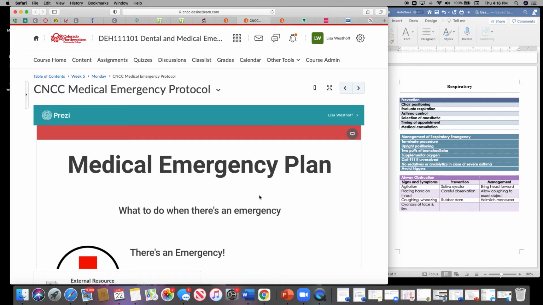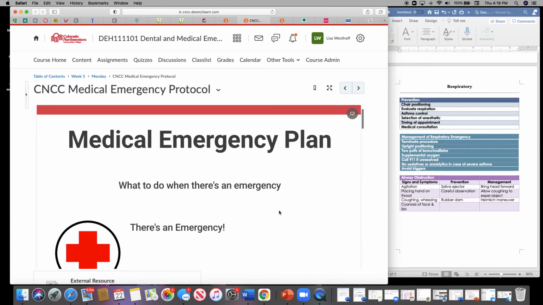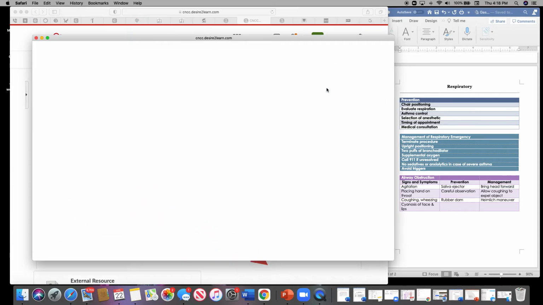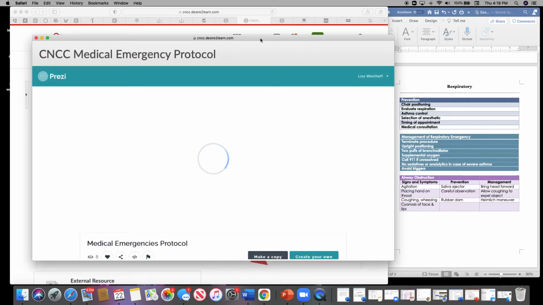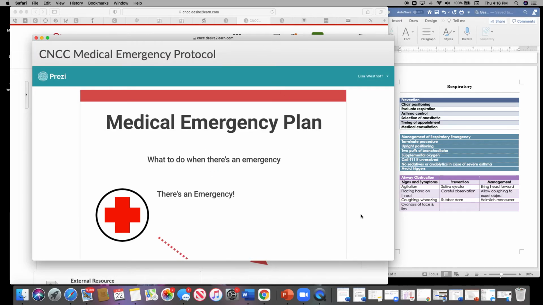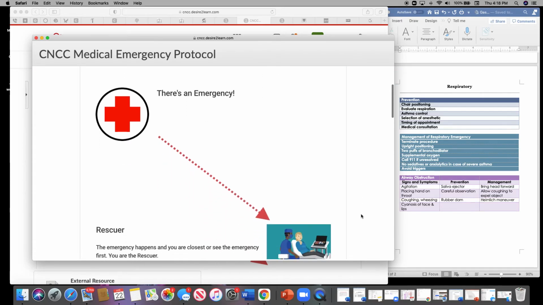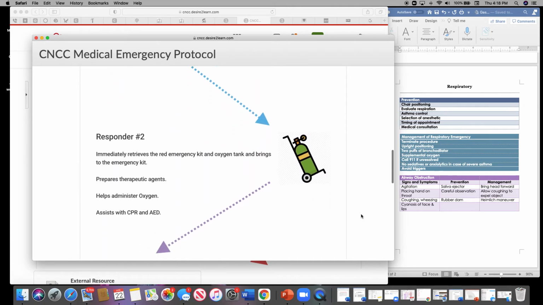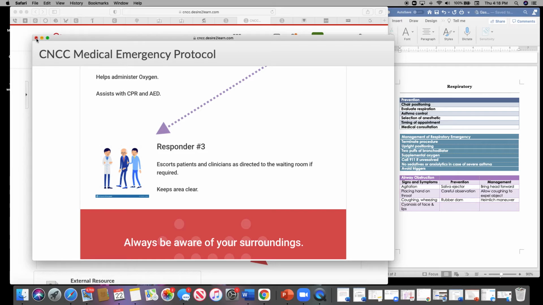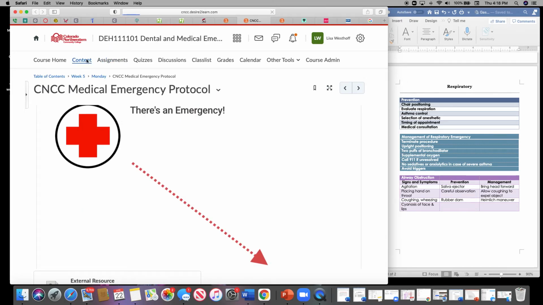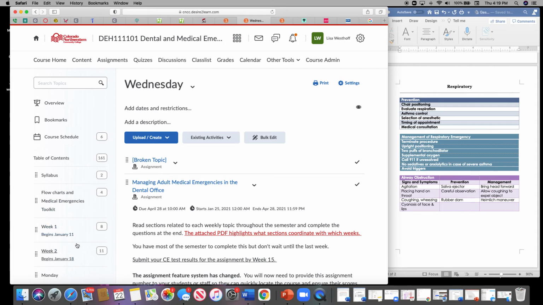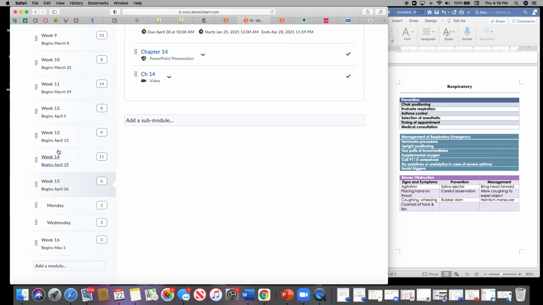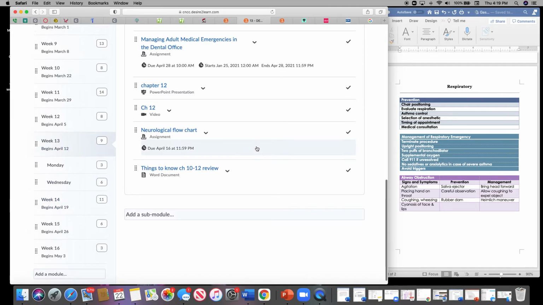Test-wise, also make sure that you know the medical emergency plan. This is one that we created and reviewed before. Remember how we had some confusion? This is still applicable, so you can review this: the rescuer, responder, responder 2, and responder 3. But remember, you also have that PowerPoint from the other day that we did, in week 13.